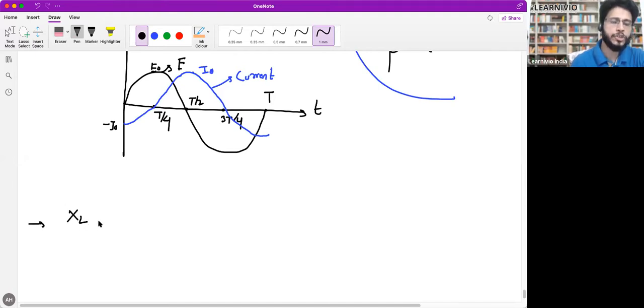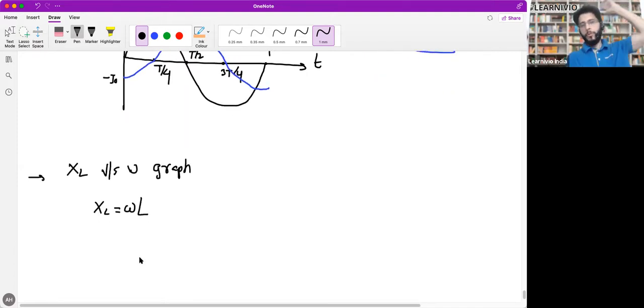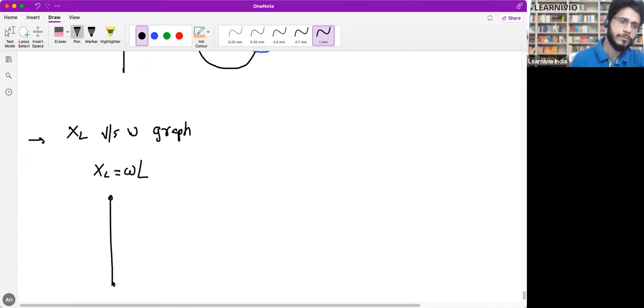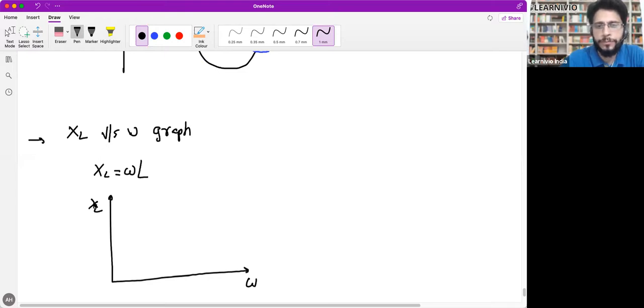You may be asked to plot an XL versus omega graph. The relation between XL and omega is this: XL is equal to omega L. Noor, can you plot this graph? What should be the shape of this graph? This is omega and this is XL. Yes, Noor. Can you predict the shape of this graph? Noor is not there. Okay, sorry. Ahmed, can you predict the shape of the graph?